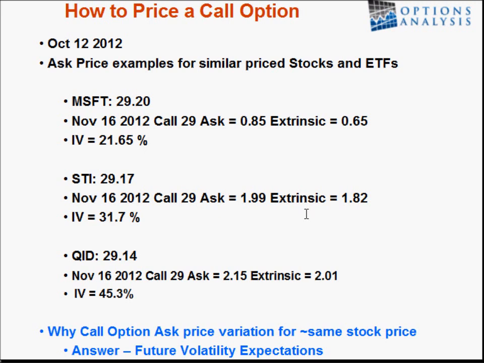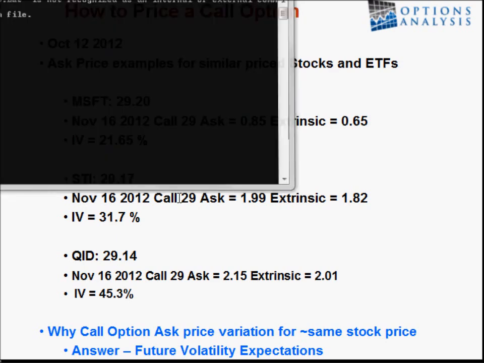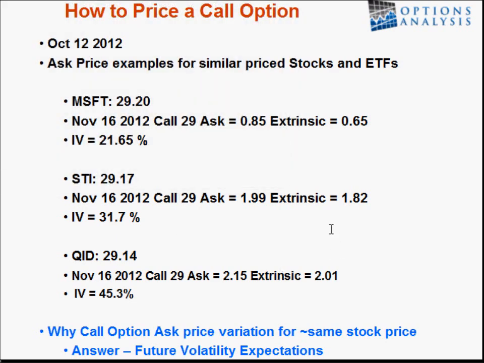This first line is the Microsoft 29.2 close price for a 29 call option. It had an ask of 0.85, an extrinsic value of 0.65. Here's another stock on the very same day with almost the same stock close price of 29.17. It also has a 29 November 16th call option available for you to trade, but its ask price is 1.99, an extrinsic value of 1.82. Why is this call option so much more expensive than the Microsoft call option?